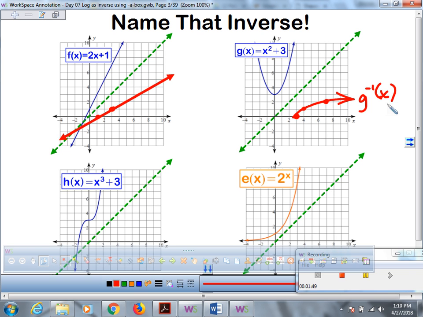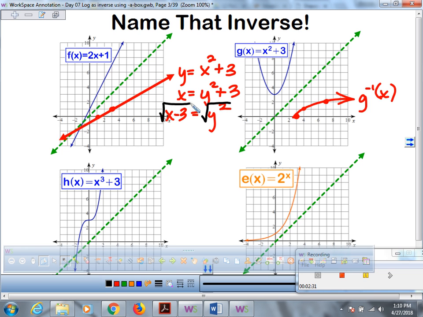Oh, so if I actually wanted to do that algebraically, I would do y equals x squared plus 3, switch them, x equals y squared plus 3, move the 3 over, x minus 3 equals y squared, and then I would take the square root of both sides. Does that help? So then I'm just going to switch them. y equals the square root of x minus 3.